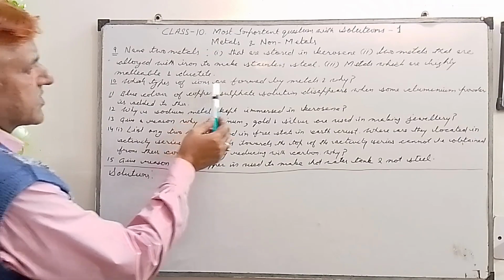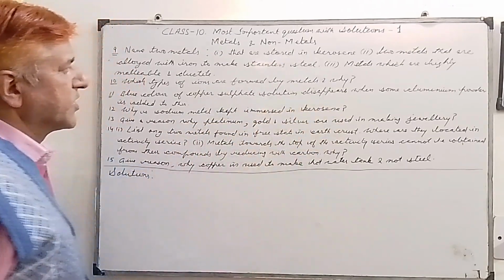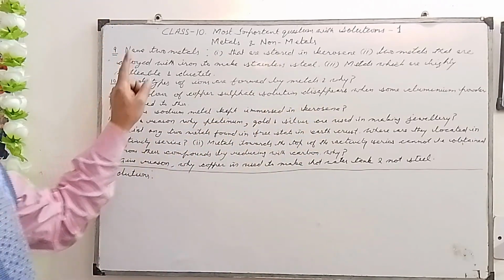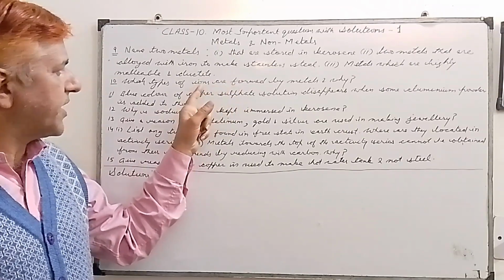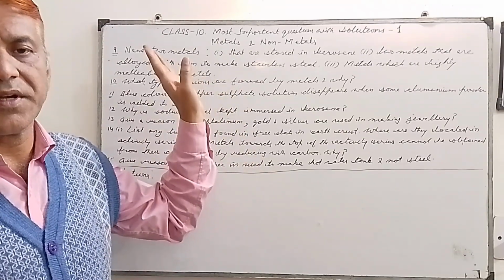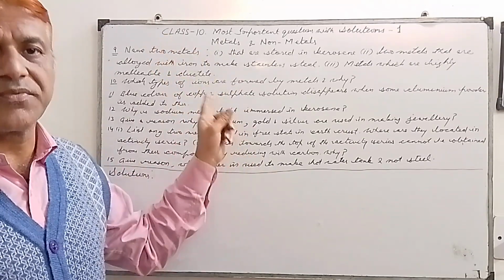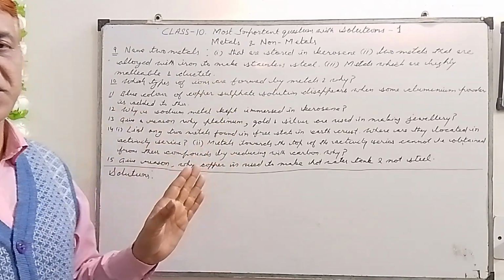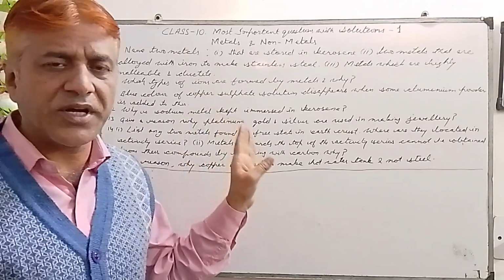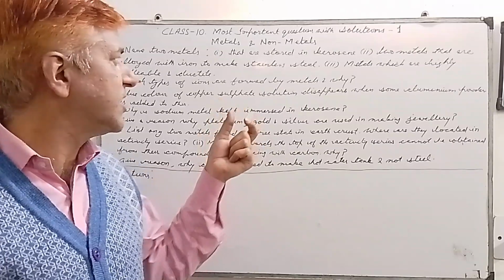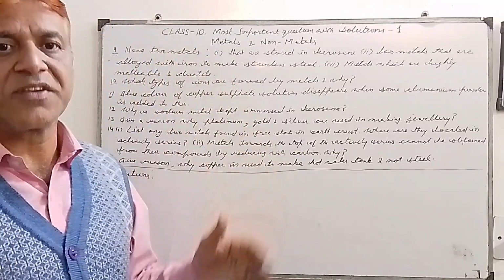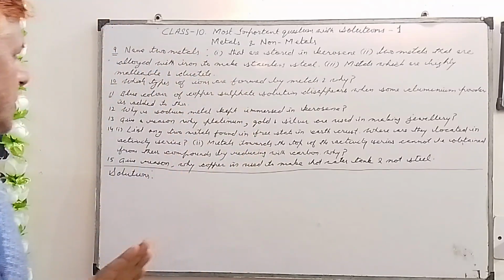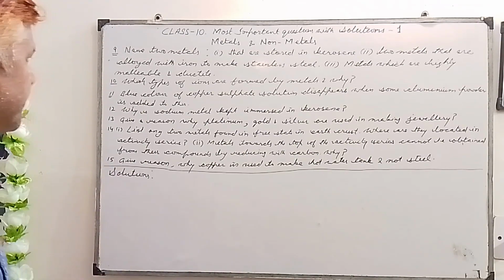Which types of ions are formed by metals and why? So my dear students, always remember that metals always form cations, positive ions, by giving electrons, because they have 1 or 2 electrons in their outermost shell. So they have a tendency to give electrons to form cations.